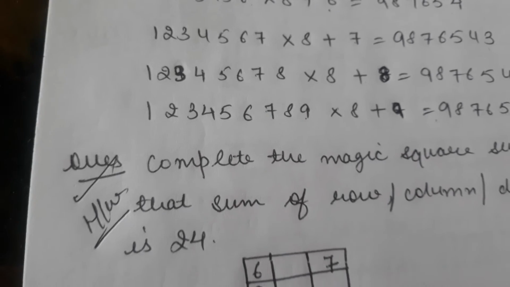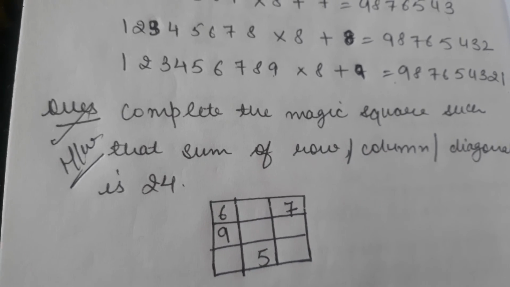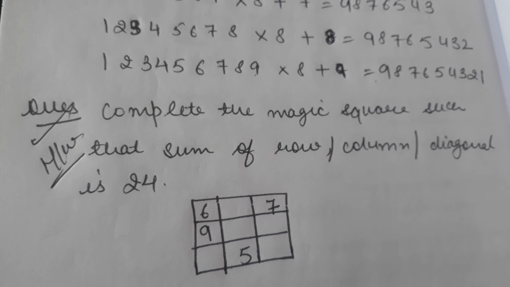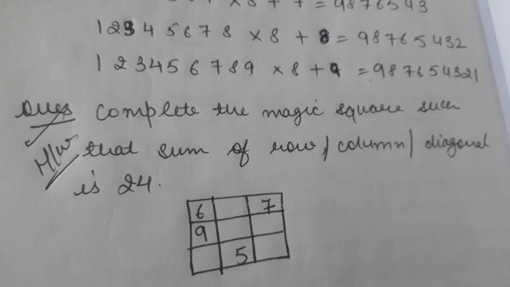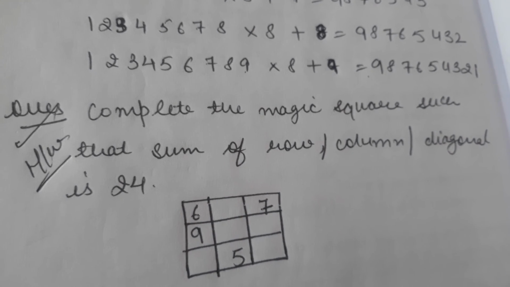Next question is your home assignment. Complete the magic square such that the sum of row, column or diagonal is 24. So this is the magic square given to you. Complete it and write down the work very neatly in your notebooks.